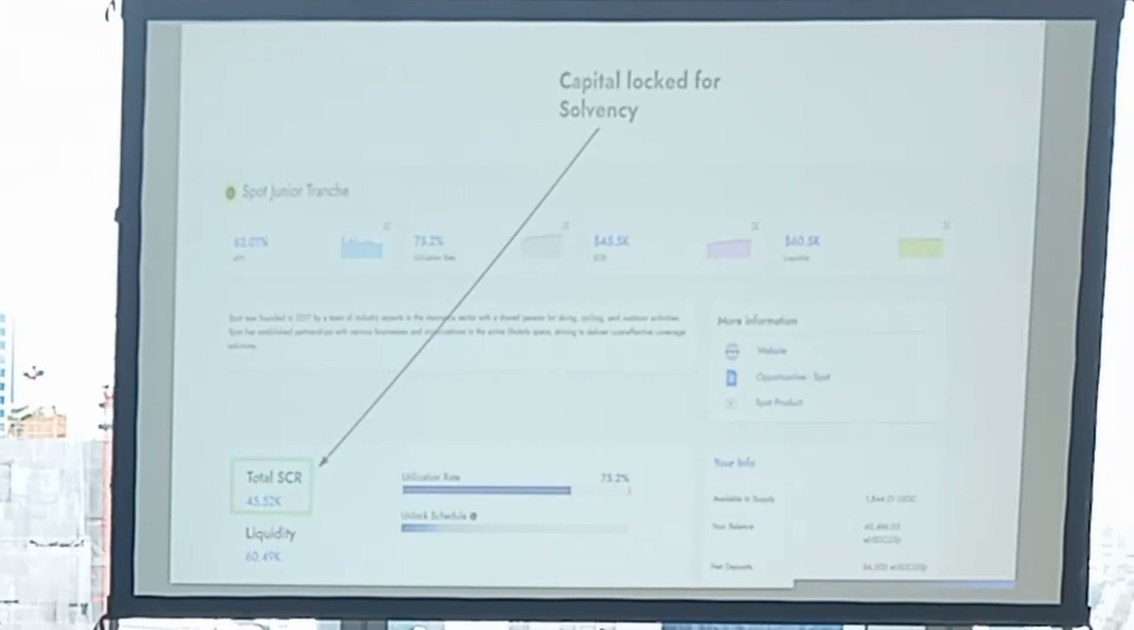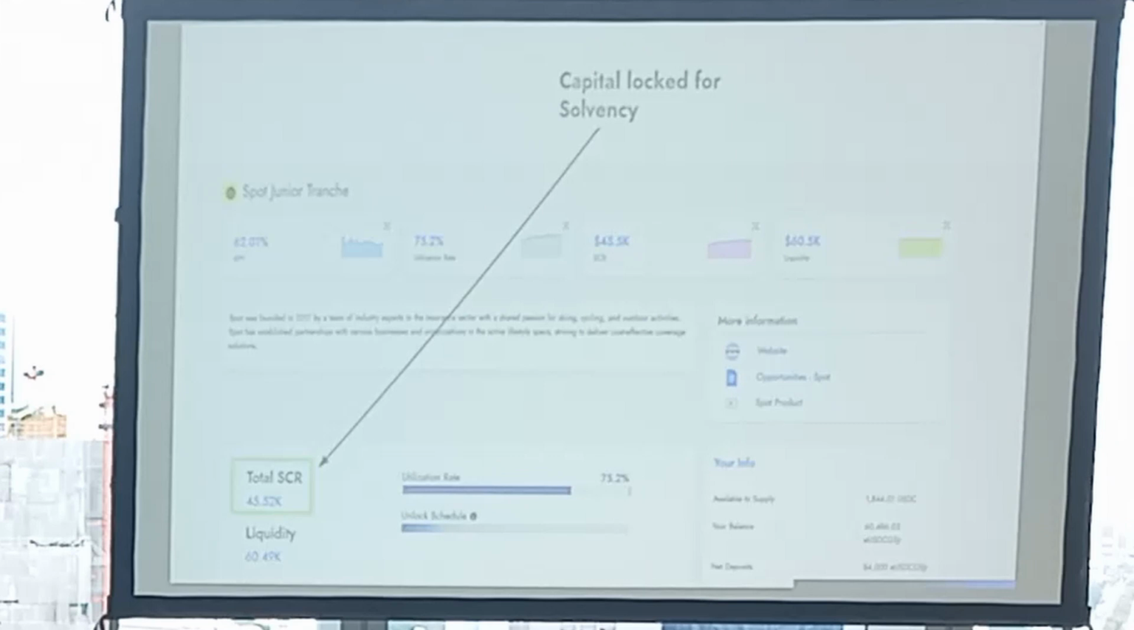If I am a liquidity provider in this pool and I have 5,000, I can withdraw immediately. But if I have 20,000, I cannot withdraw all my funds immediately, because if from 60 I remove 20, I go to 40, and 40 is less than the 45 of the SCR. So the pool can never be lower than the SCR. We cannot allow the liquidity provider to withdraw their funds, leaving the capital under the solvency requirement, right?